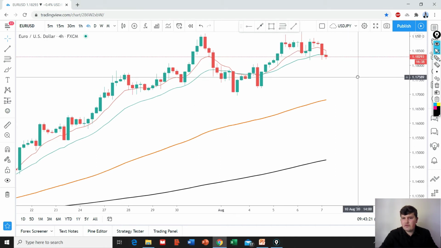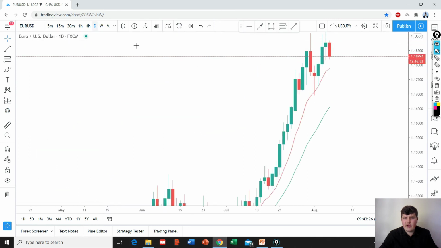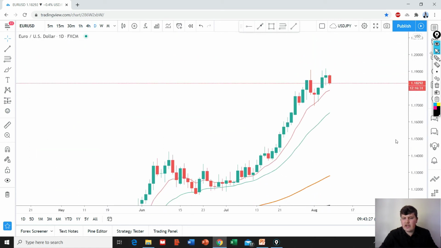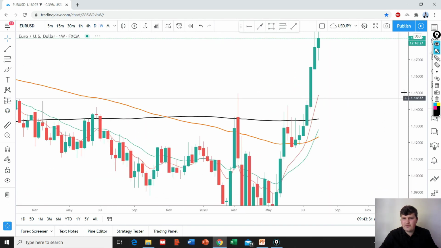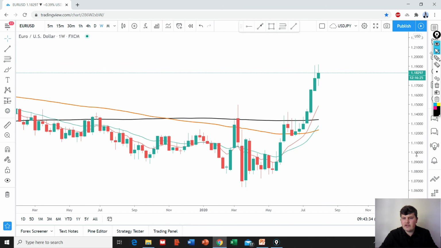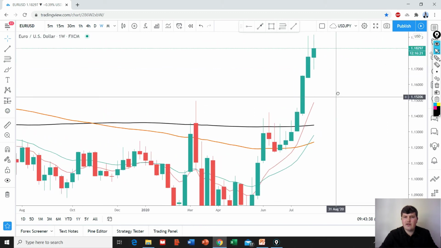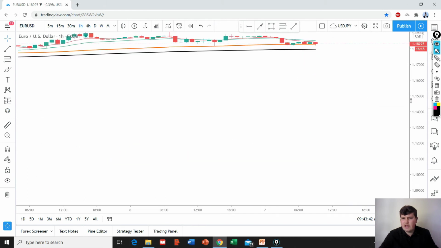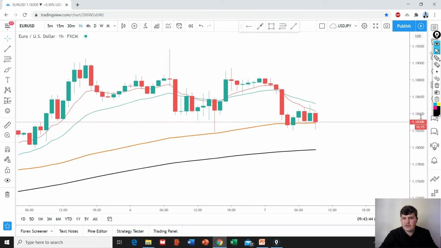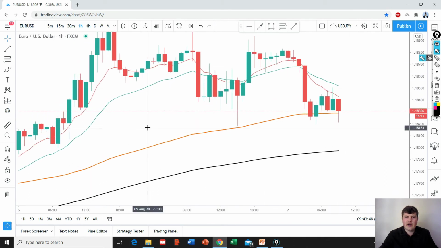So when we change time frames, for example, from 4-hour to daily, our moving averages automatically change as well. Let's go to a weekly, and as you can see, the moving averages change because the equation that they are calculated with changes based on the specific time frame that we are looking at. So this is the 1-hour time frame, and it also indicates that we are in an uptrend.